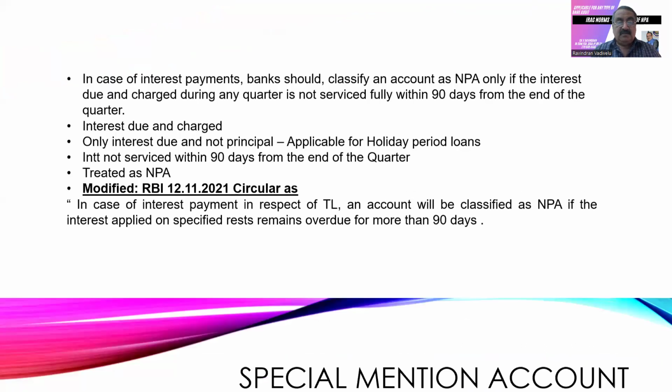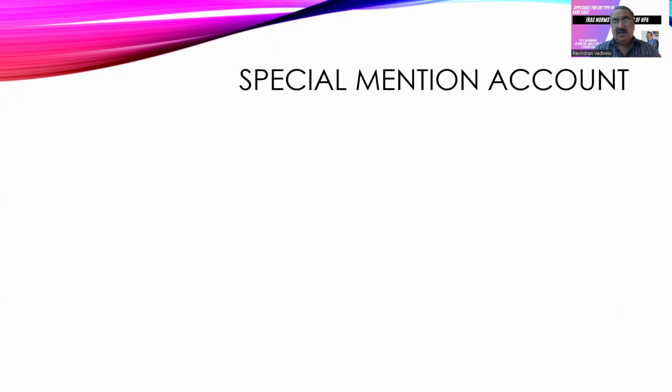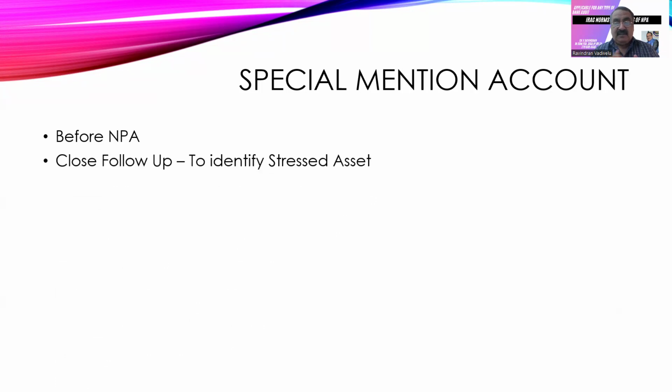Here, I'm going to start with the special mention account. This is the first thing you have to remember. This is an additional direction given by the Reserve Bank of India. You have to give the correct classification of SMA, special mention account. This classification you have to carry out before an account becomes NPA. After the account is overdue but not paid, close monitoring is required. The bankers call these stressed assets. If any account falls under the category of SMA, it will become NPA after SMA 2.